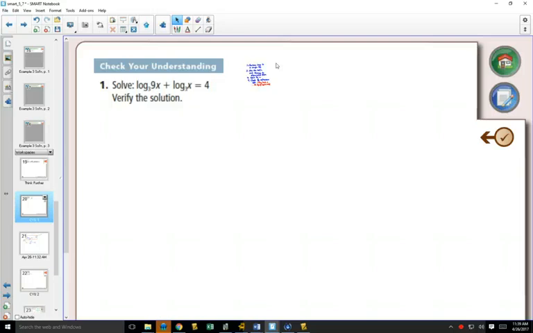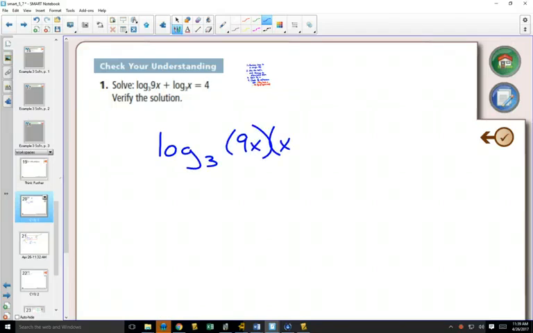So here's our first equation. Step 1. We need a single log in order to use our definition. How many logs do we have? 2. Can you combine them? Well, our log laws say that if you're adding 2 logs, that's the same as multiplying inside of our log. It's still equal to 4.